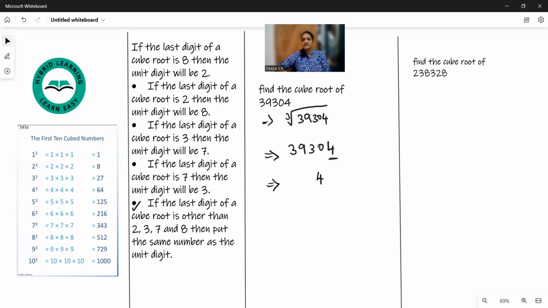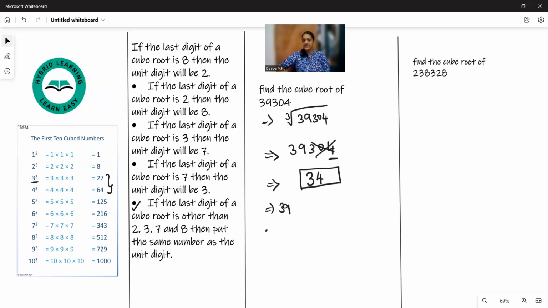Now the second step is to ignore the last 3 digits. What is the remaining number? 39. Now you have to take 39. What is the closest cube to 39? You have to check here: 1 cubed is 1, 2 cubed is 8, 3 cubed is 27, and 4 cubed is 64. So 39 lies between 27 and 64, and you have to take the minimum value. So you write 3 here. This is the answer.